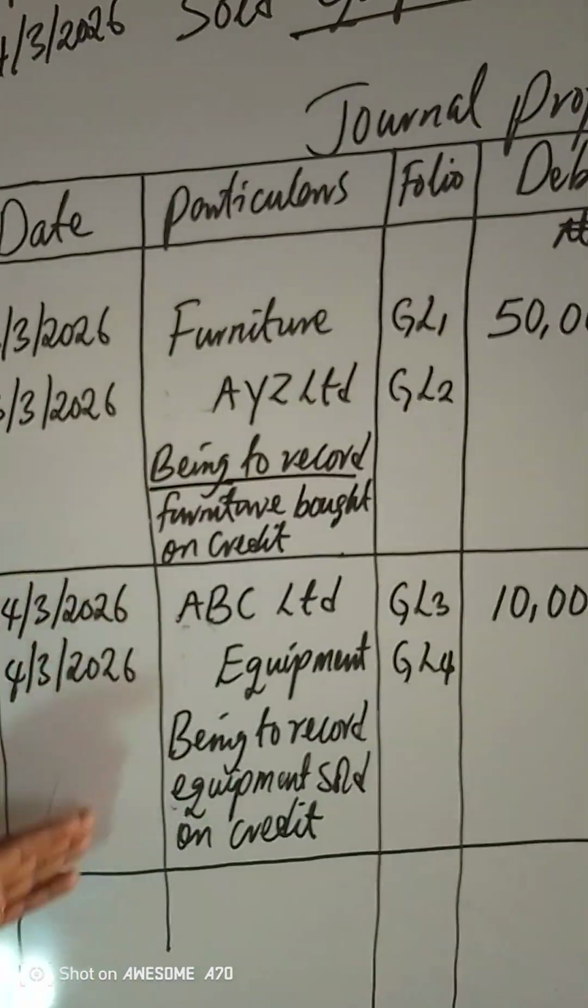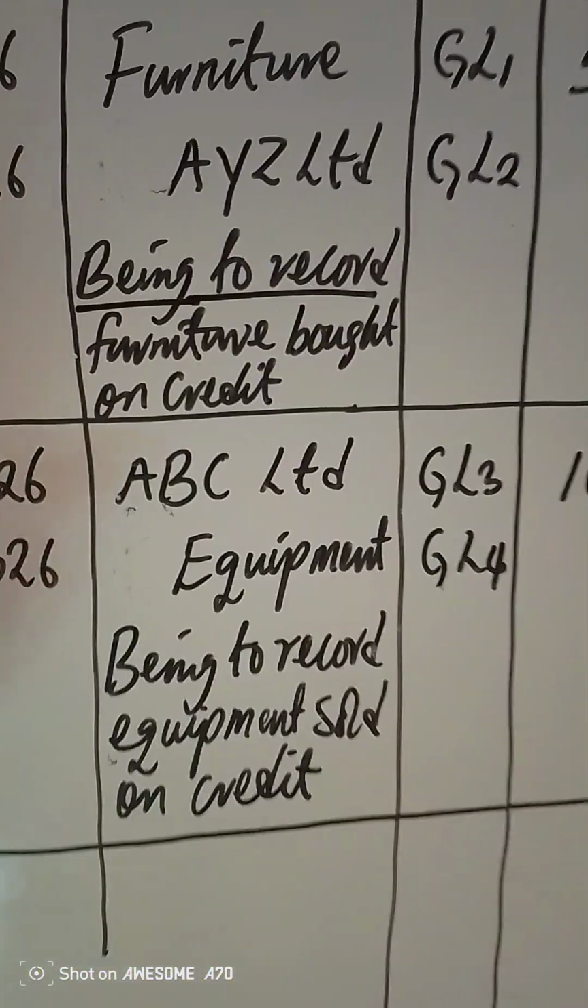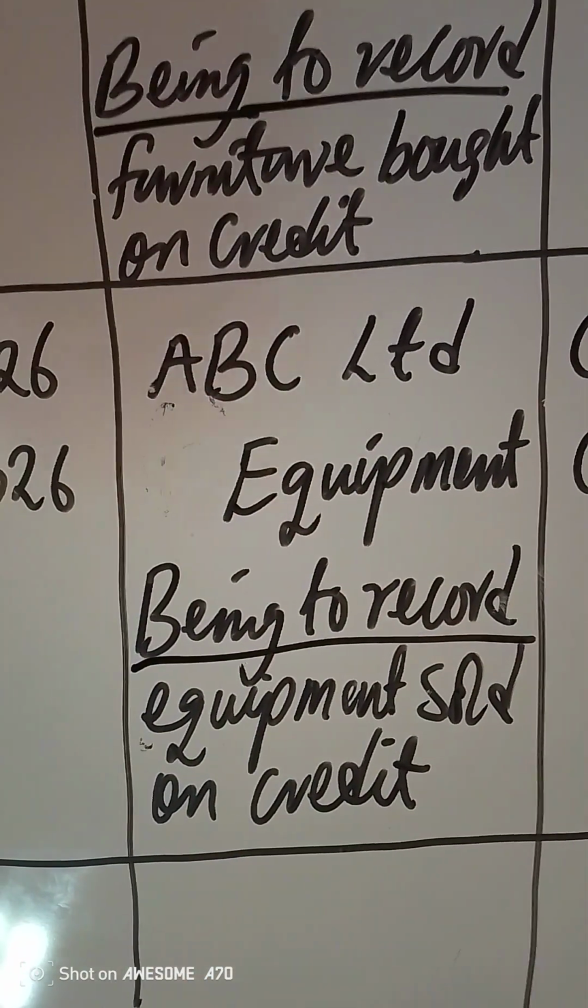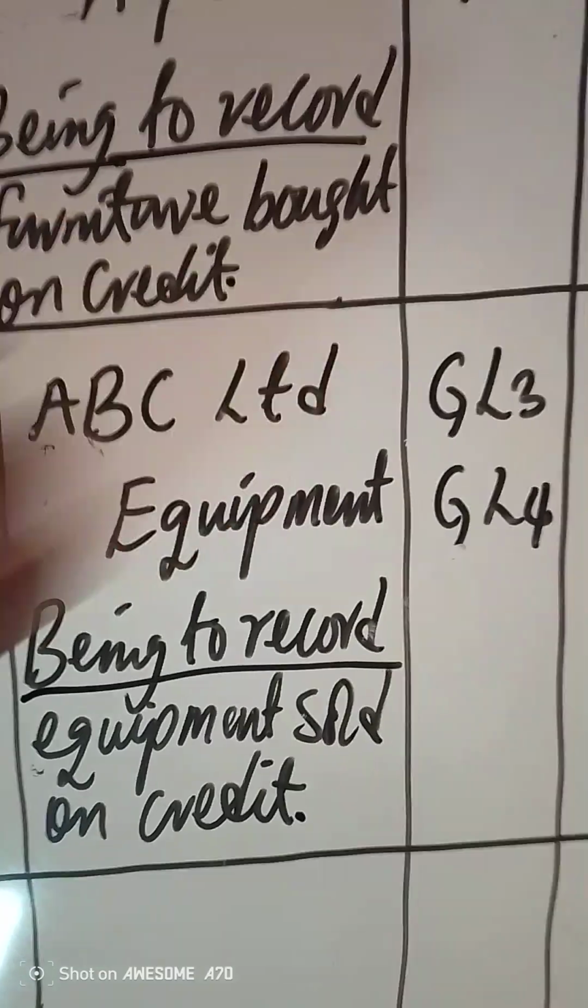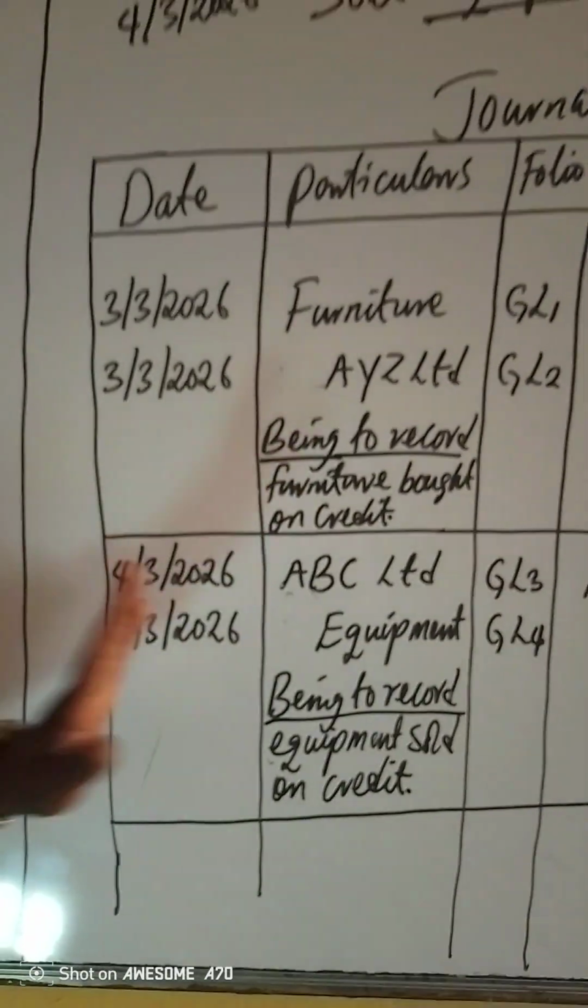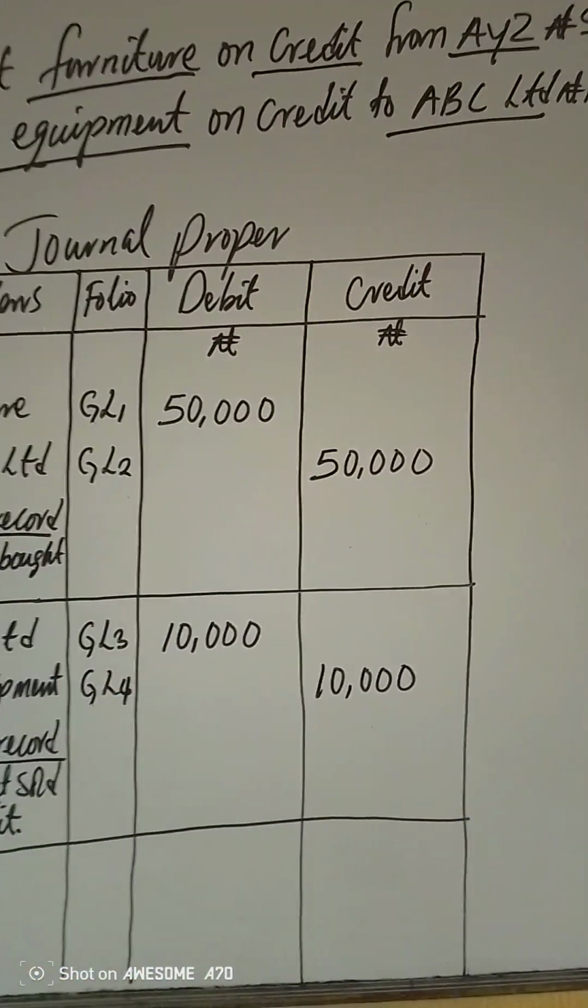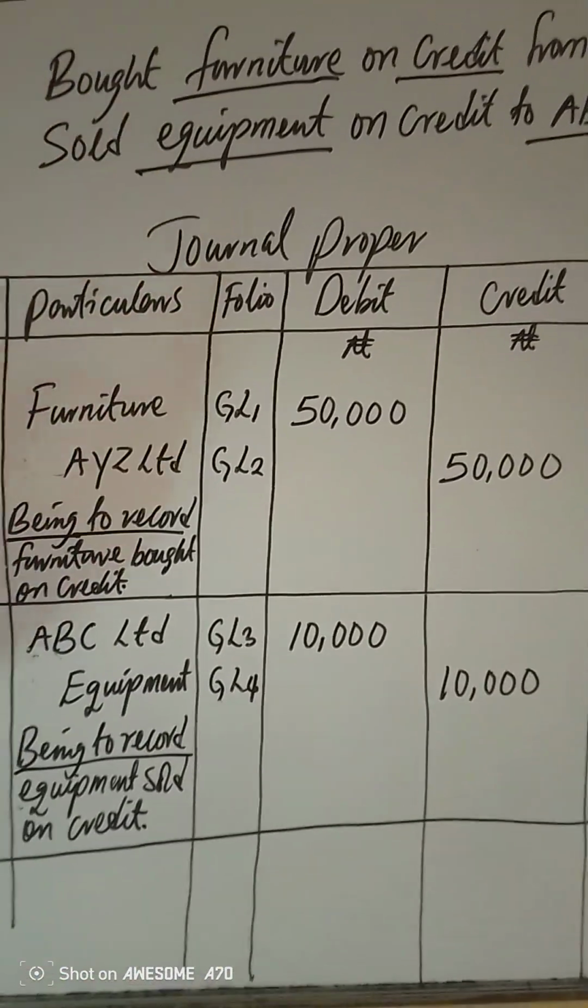And then you must explain, starting with the words being to record. Being to record, equipment sold on credit, short and clear. Being to record, equipment sold on credit. And then you must also close it. The closing tells us that this transaction is completely different from this.